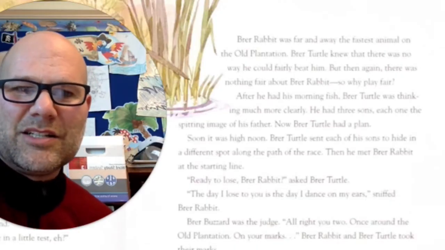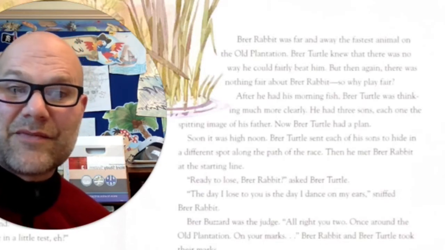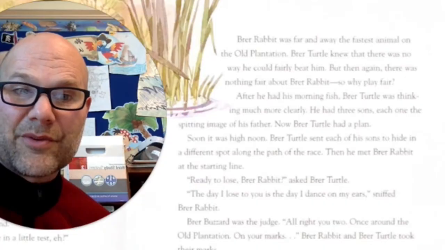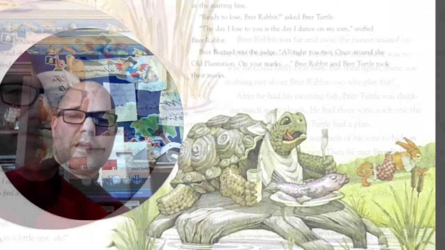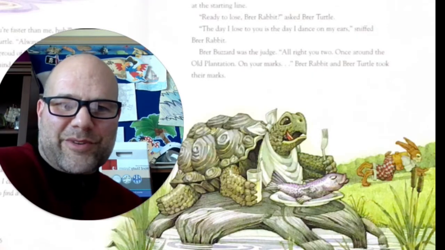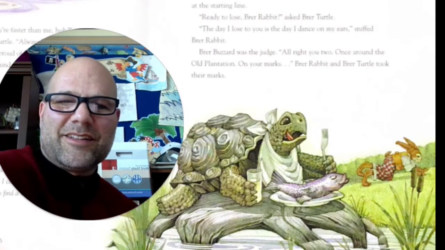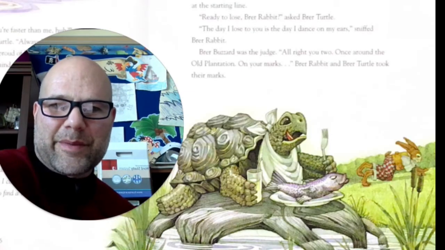Soon it was high noon. Brer Turtle sent each of his sons to hide in a different spot along the path of the race. Then he met Brer Rabbit at the starting line. Ready to lose, Brer Rabbit? Asked Brer Turtle. The day I lose to you is the day I dance on my ears, sniffed Brer Rabbit.